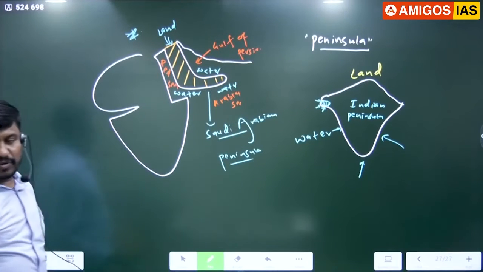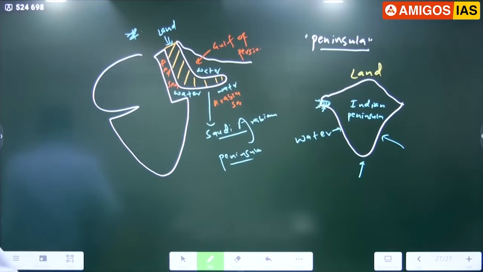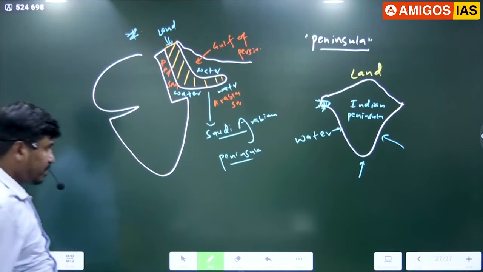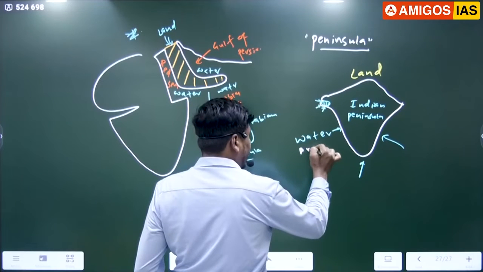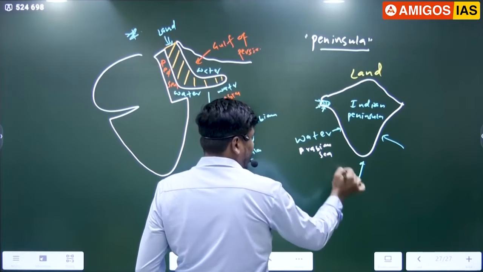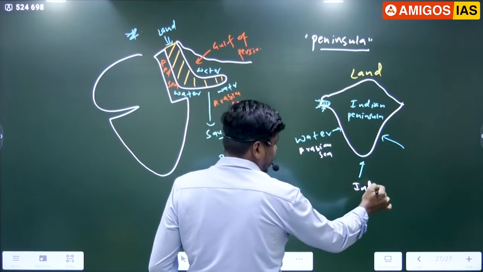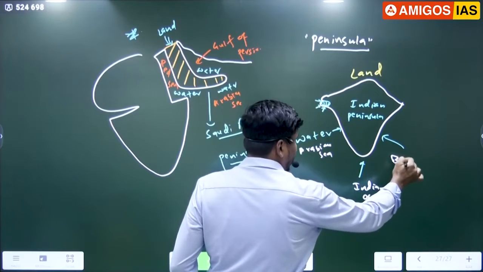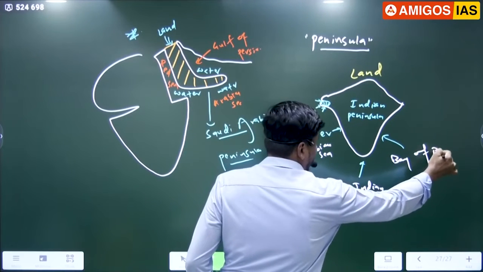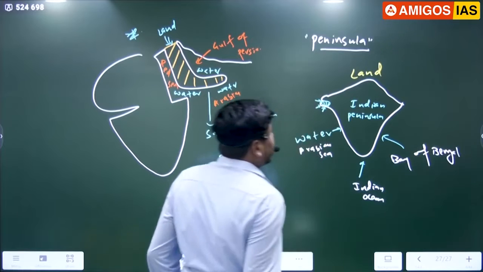Okay, so three water bodies are surrounding the Saudi Arabian Peninsula. And which three water bodies are surrounding the Indian Peninsula? Arabian Sea, Indian Ocean and Bay of Bengal.